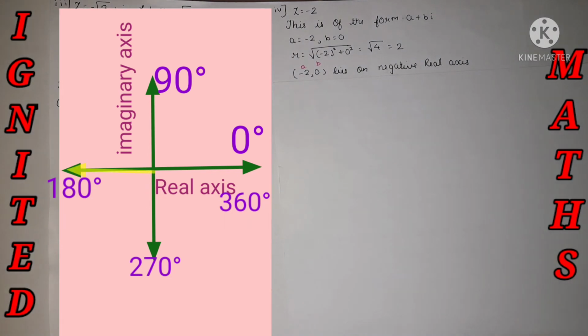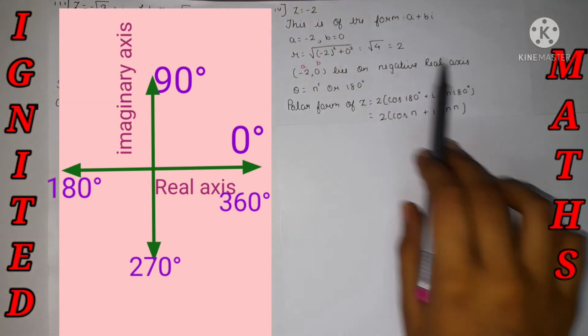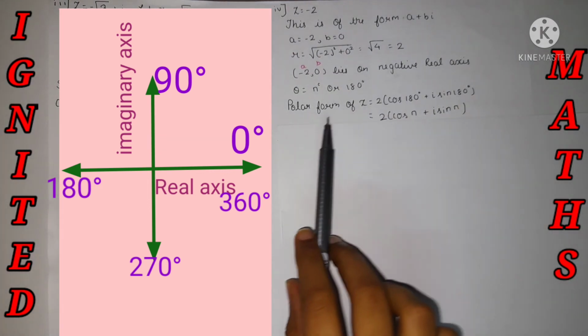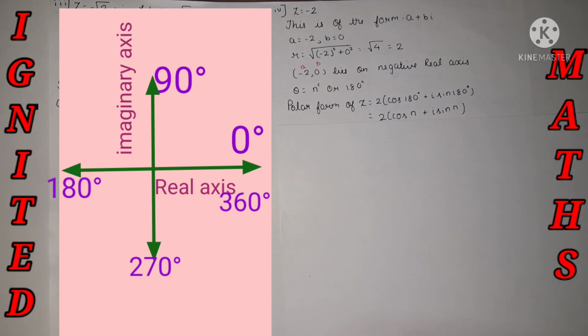So the theta value, the amplitude value, will be 180 degrees or pi radian. Both values are absolutely the same. Afterwards we can express z in polar form, and we get the answer. As I mentioned, within a fraction of a second we can find the value of the amplitude here. It's very easy if it's lying on the real or imaginary axis.